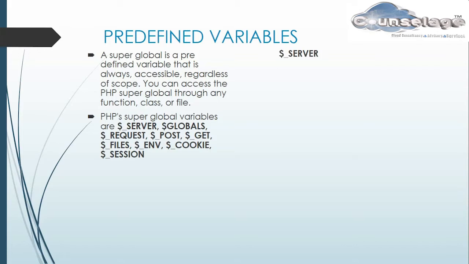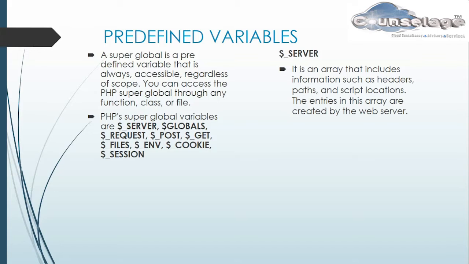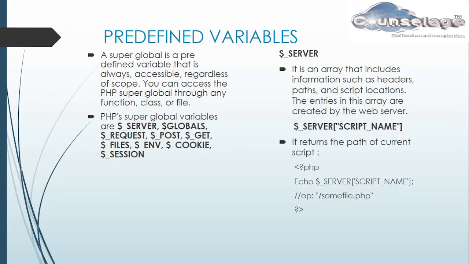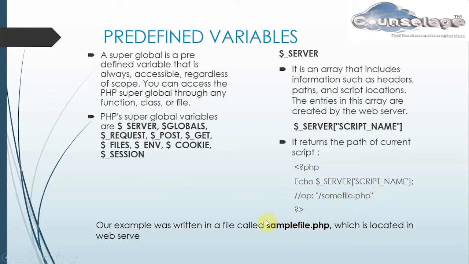First superglobal variable of PHP is $_SERVER. It is an array that includes information such as headers, path and script locations. The entries in this array are created by the web server, like SERVER SCRIPT_NAME. It also returns the path of the current script, like here the PHP tag to begin the PHP code, and then print $_SERVER SCRIPT_NAME, and here the output will be sample file.php because our file is written under sample file.php, which is located in the web server.